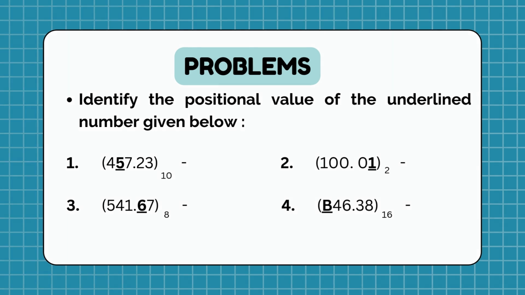In the decimal number 457.23, the digit 5 is in the 10's place, so its positional value is 50. In the binary number 100.01, the rightmost one is in the 0.25's place, so its positional value is 0.25 in the decimal system. In the octal number 541.67, the digit 6 is in the 0.125's place, so its positional value is 0.125 in the decimal system. In the hexadecimal number B46.38, the alphabet B is in the 256th place, so its positional value is 256 in the decimal system.